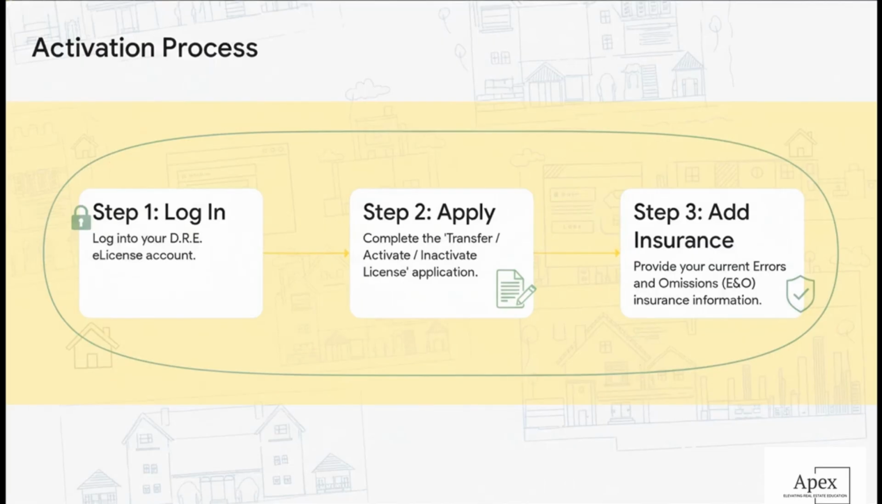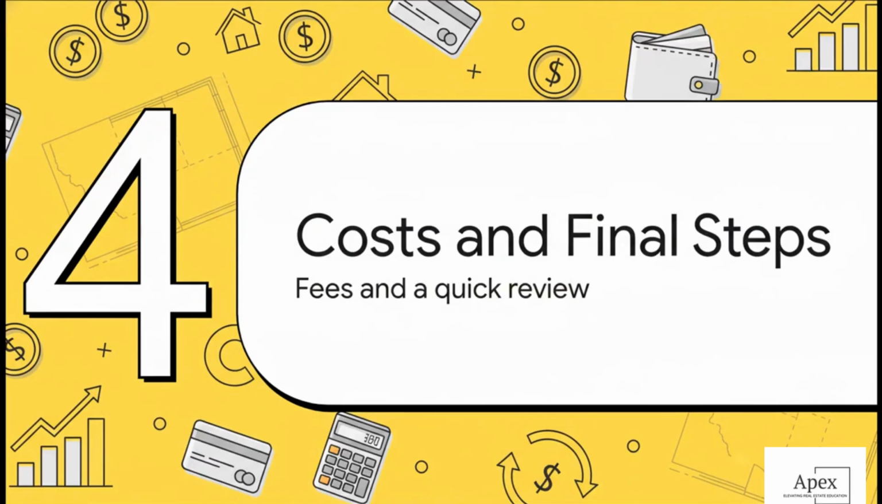The good news is, this part is pretty simple. All you have to do is log into your online DRE account, look for the application called Transfer, Activate, Inactivate License, and just fill it out. The main thing you're going to need handy is your current errors and omissions insurance info. Okay, let's talk money. How much is this all going to cost? And then after that, we'll do a super quick recap to make sure everything is crystal clear.